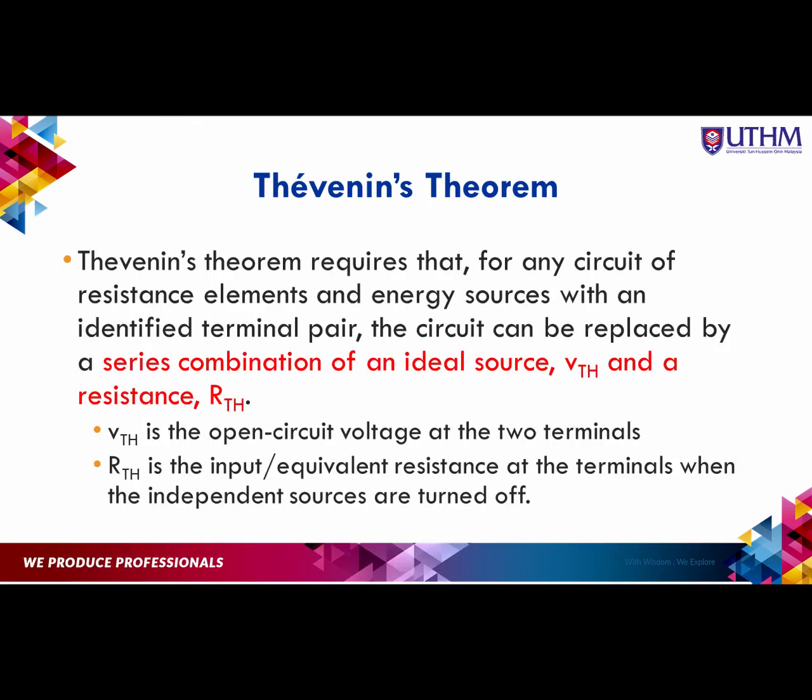In simple words, we can say Thevenin's theorem states that any circuit of resistance elements and energy sources can be replaced by a series combination of an ideal source, voltage Thevenin, and a resistance R Thevenin. This voltage Thevenin is the open circuit voltage at the two terminals, while the R Thevenin is the input or equivalent resistance at the terminals when the independent sources are turned off.